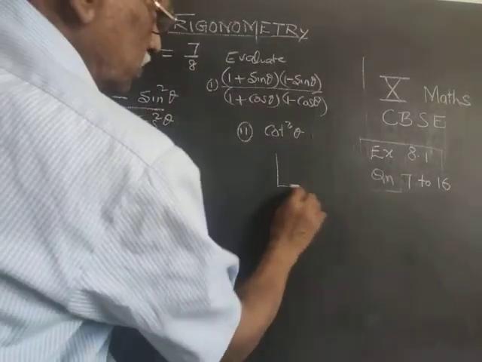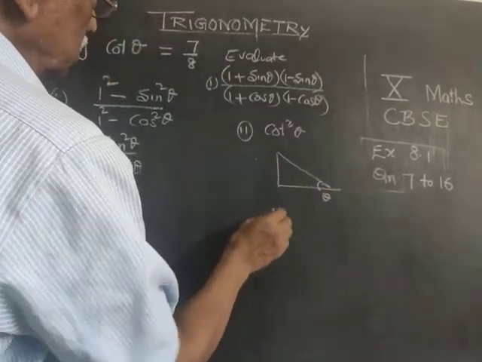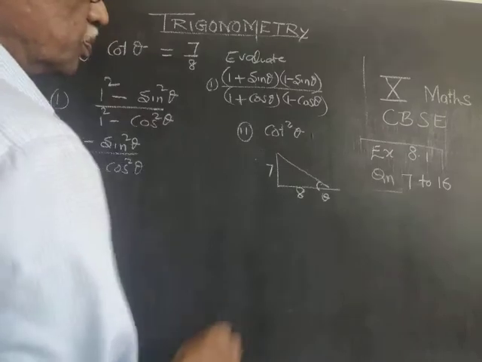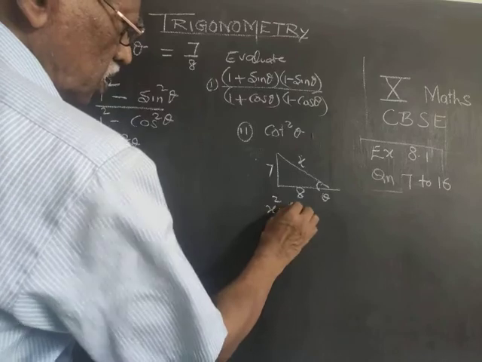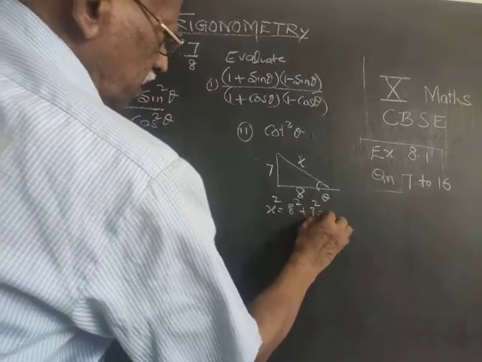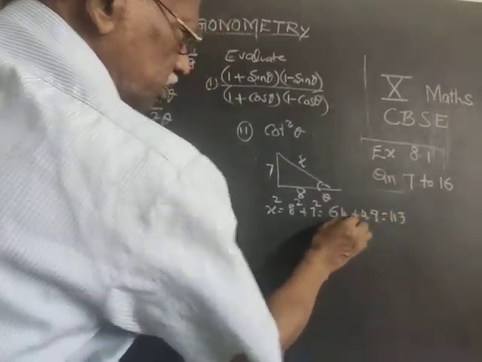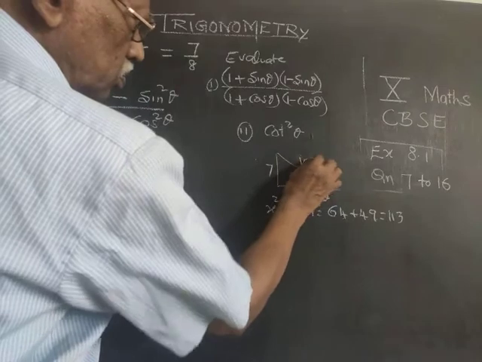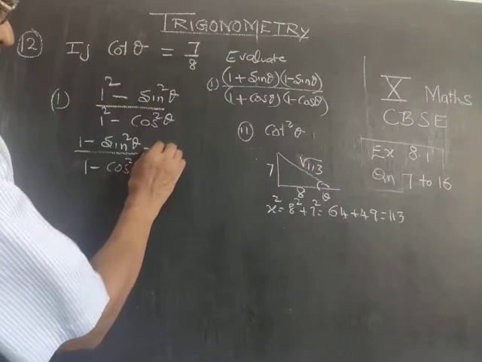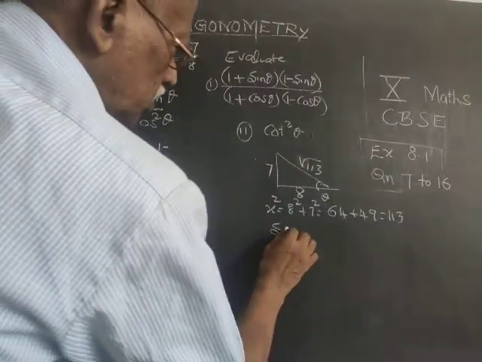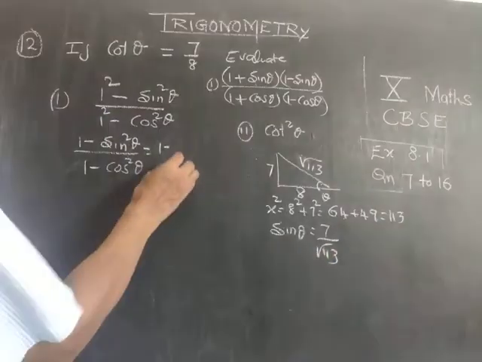Cot theta is given. Say let it be theta. Cot theta is adjacent by opposite. From this you find out this side. So x square will be equal to 8 square plus 7 square, 64 plus 49. So that is 113, so x equals the square root of this. Now I can go for 1 minus sin square theta. What is sin theta then? Sin theta is 7 by root of 113. Therefore this will be squared.